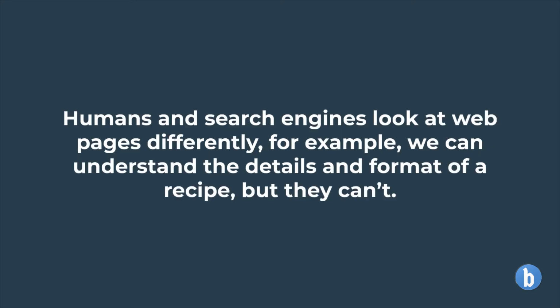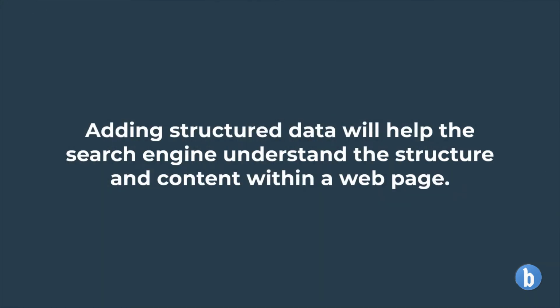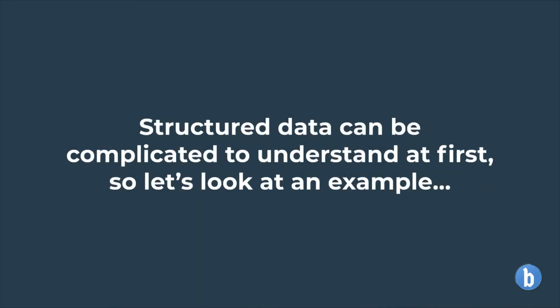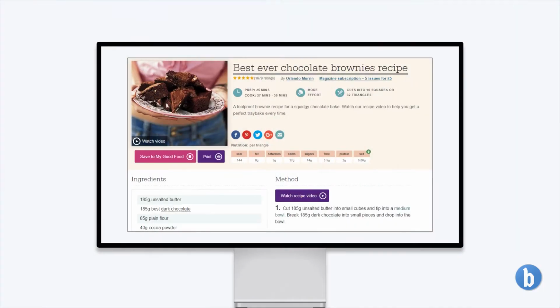Humans and search engines look at web pages differently. For example, we can understand the details and format of a recipe, but they can't. Adding structured data will help the search engine understand the structure and content within a web page. Structured data can be complicated to understand at first, so let's look at an example. Here we have a simple recipe that any human can understand easily. All the information within this recipe makes sense to you or me, but a search engine will need clear guidance to understand the specific information on the web page.